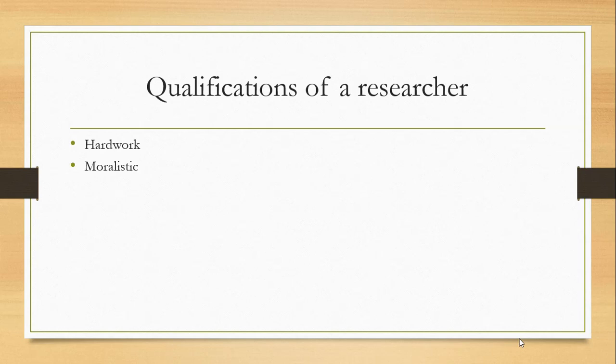The second qualification is being moralistic. Moralistic means honesty. Most of the time we see that either the researcher has exaggerated things, or he has criticized or praised a ruler. There is no balance in all this. So if you want to be a researcher, you should have a balanced state of mind, and you should be able to present the facts well and properly, in a balanced way.